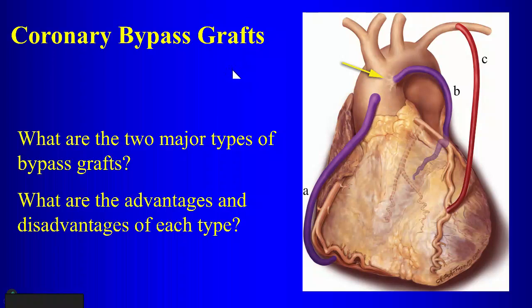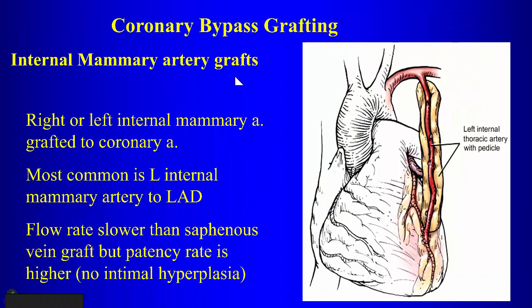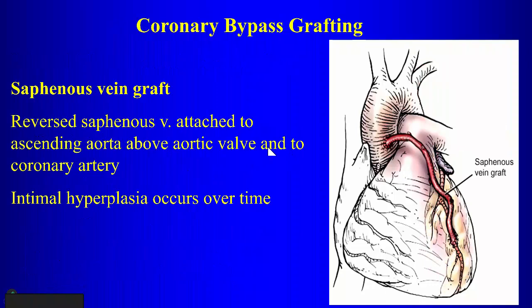Long-term patency rate, yeah. So the internal mammary artery grafts have a higher long-term patency rate. Internal mammary artery grafts, one end starts at the subclavian artery. They dissect the rest of it off of the sternum. And then the most common here is left internal mammary artery attached to the LAD. Okay, this flow rate is slower than a saphenous vein graft, but the patency rate is higher. It doesn't tend to develop as much intimal hyperplasia as you can get with saphenous vein grafts.